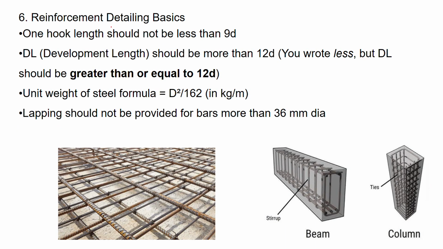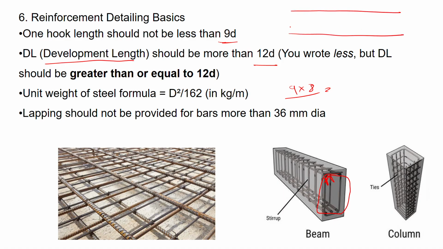Next is reinforcement detailing basics. One is hook length. What is a hook? The hook, whatever you see, this one, and at last there is something like this coming. The hook length should be 9 into the diameter, that is 9 into 8 mm, something like that. LD, the development length, should be more than 12D. Development length normally we provide at the junctions. If there is a beam like this, we give it like this, and even this. This is how it works. So development length will be provided. This is the development length LD.